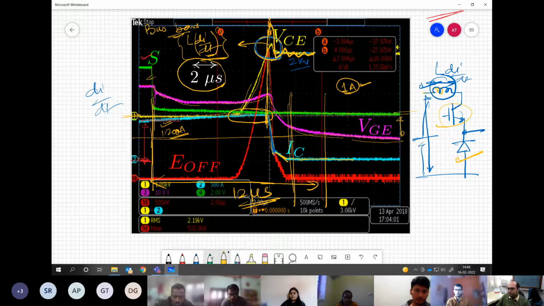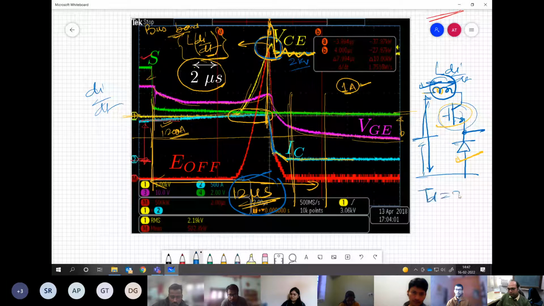You understand this point? That is why we first need to turn off the device, then let the current get transferred to the diode, and then you turn on the other device. So have sufficient margin. Now, if you ask me for this device, with 12 microsecond for turn off and let's say 3-4 microsecond for turn on, what should be the dead time? I would say straight away go for 20 microsecond dead time, which is a very big number actually.